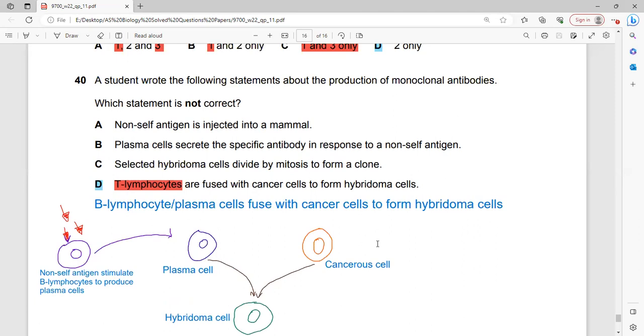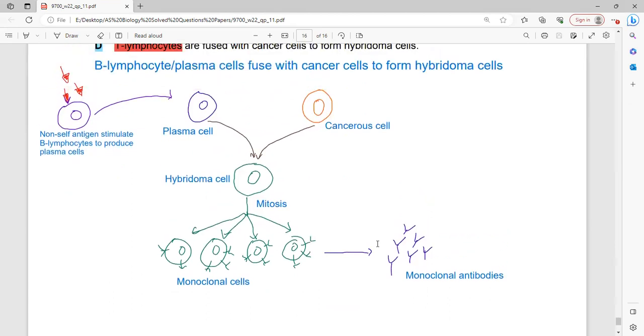A student wrote the following statement about the production of monoclonal antibodies. Which statement is not correct? Monoclonal antibodies are genetically identical antibodies. Their production process is like the following. First we take a non-self antigen, an antigen which can stimulate our immune system. These are called non-self antigens.